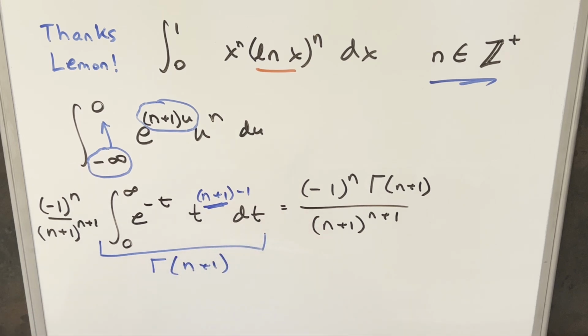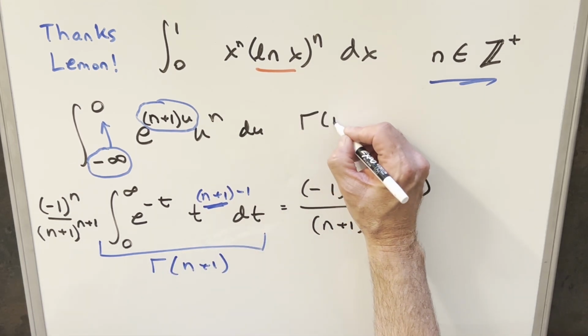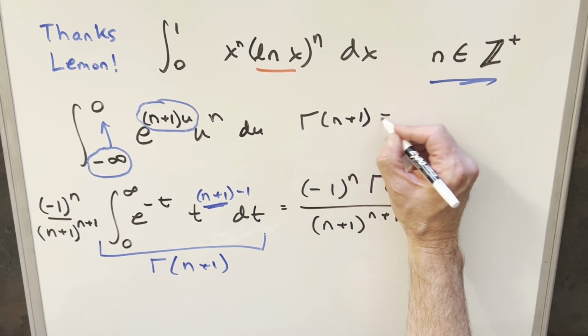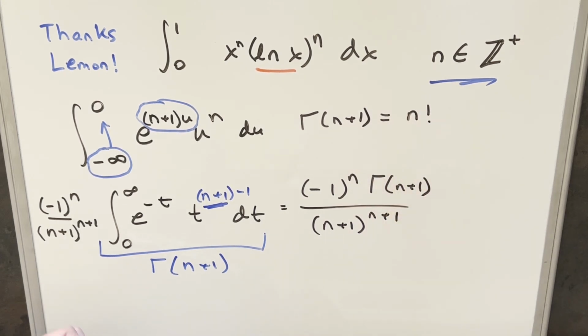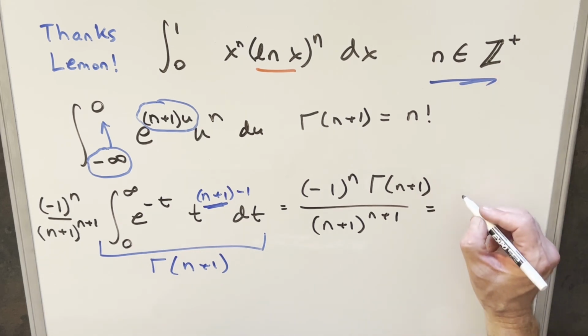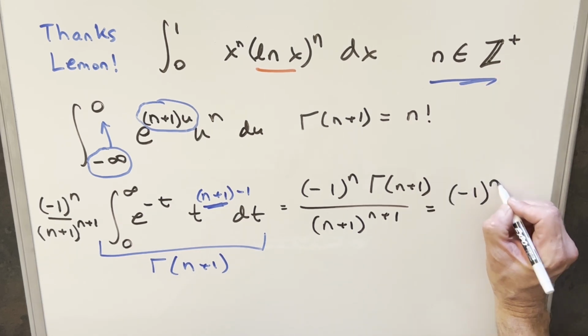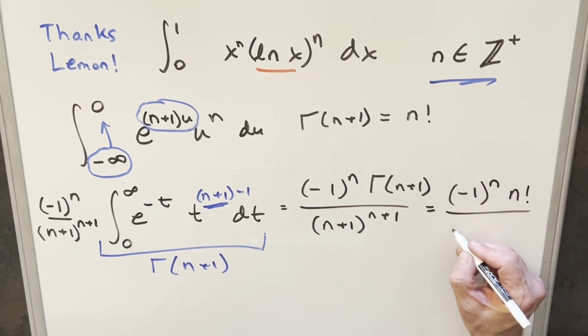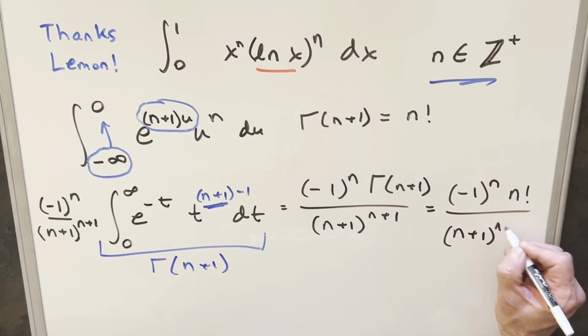And this is a fine solution, but let's also look at this a different way. We have the gamma function, and we have this formula that we can write for gamma of n plus 1. This can be written as n factorial. There's no trouble expressing this as a factorial. We've defined n to be a positive integer, so I can also write this solution as minus 1 to the n times n factorial over n plus 1 to the n plus 1.